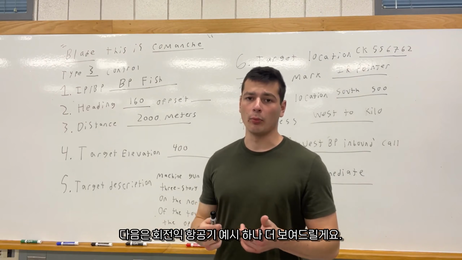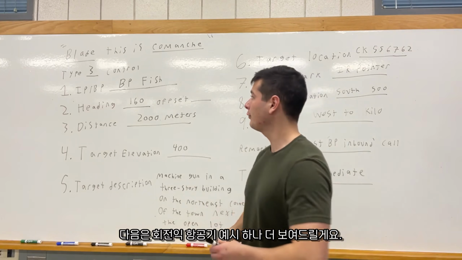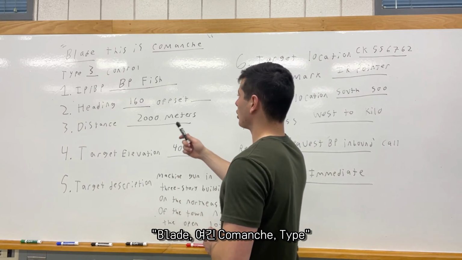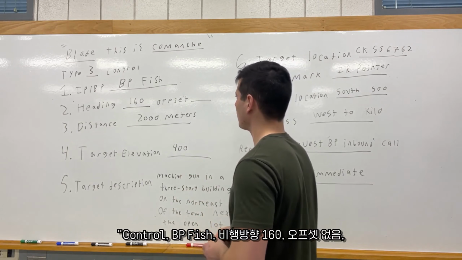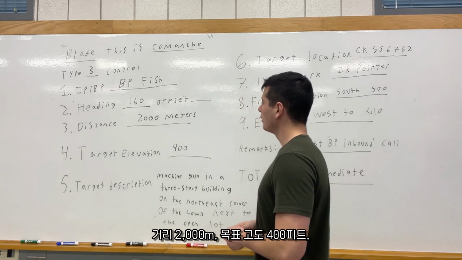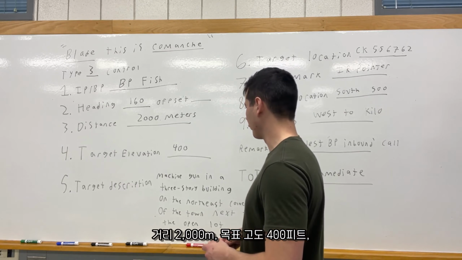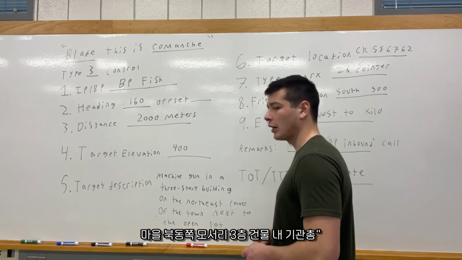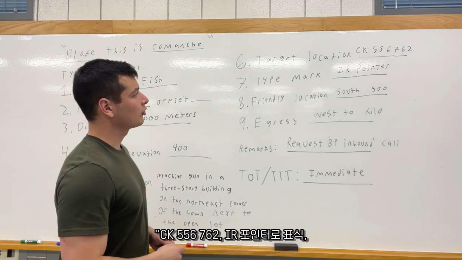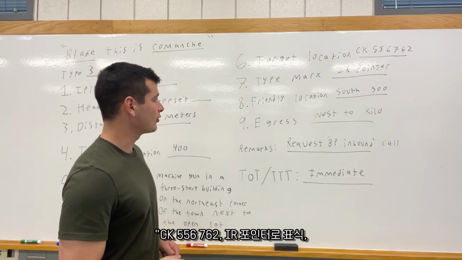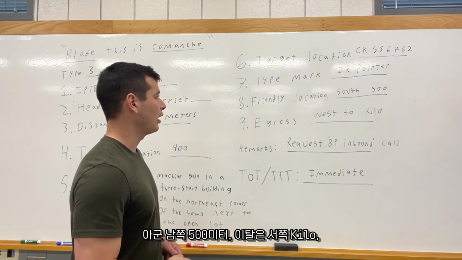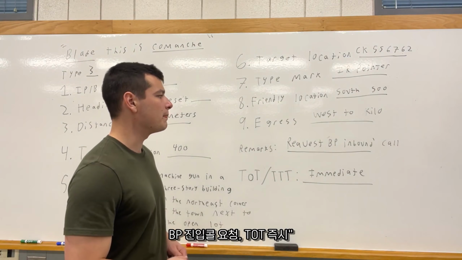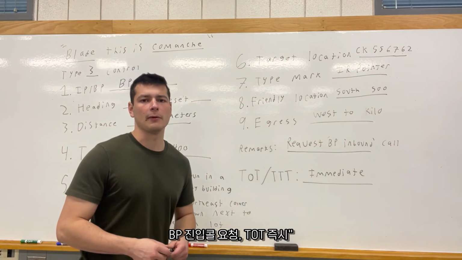I'm gonna give you one more example, this time with a rotary wing aircraft. And again, I'm just gonna rattle through this whole thing. Blade, this is Comanche Type 3 control, BP fish, heading 160, no offset, distance 2,000 meters, target elevation 400 feet. Machine gun in a 3-story building on the northeast corner of the town next to the open lot. Line 6, Charlie Kilo 556762, mark with IR pointer. Line 8, South 500, egress west to Kilo. Request a BP inbound call, TOT immediate.